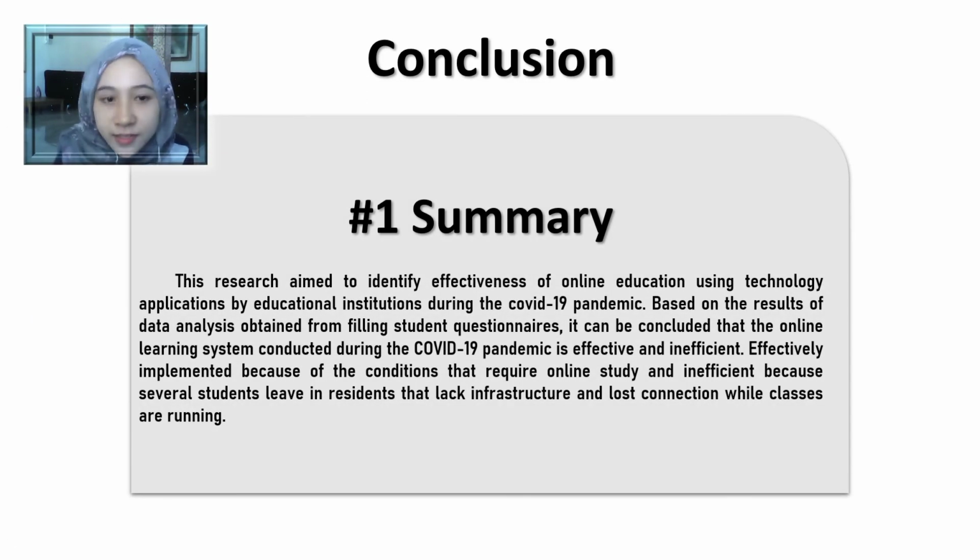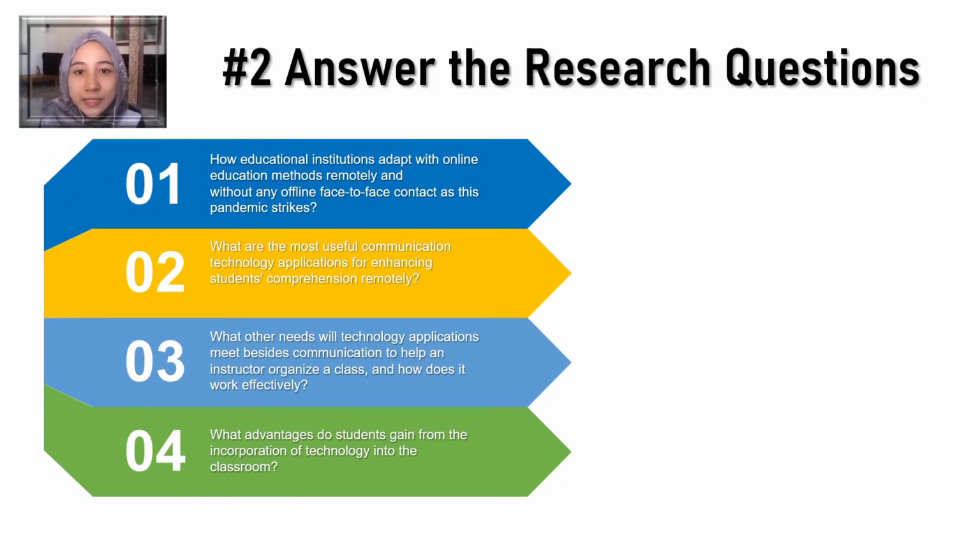As a summary, this research aimed to identify the effectiveness of online education using technology applications by educational institutions during the COVID-19 pandemic. Based on the result of data analysis obtained, it can be concluded that it is effective but inefficient. Effectively implemented because of the condition that required online study, but inefficient because several students live in residences that lack infrastructure and lost connection while classes are running.